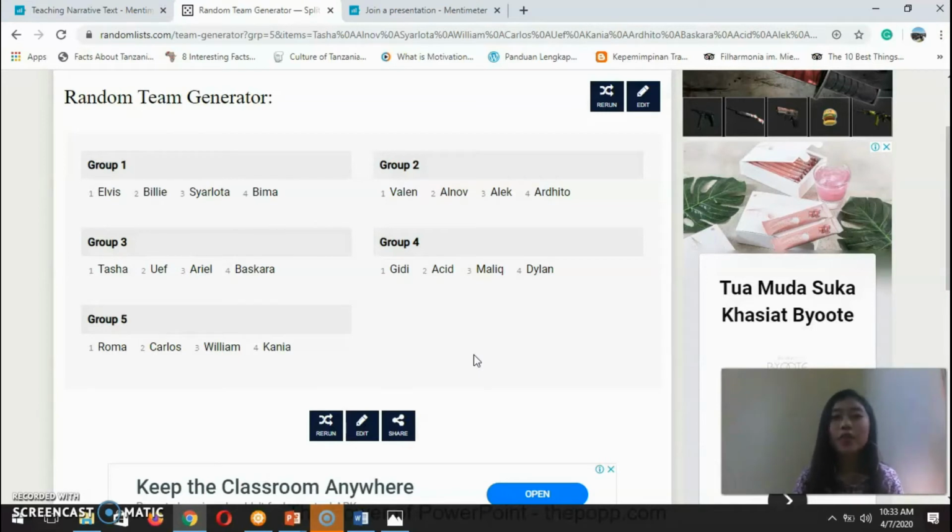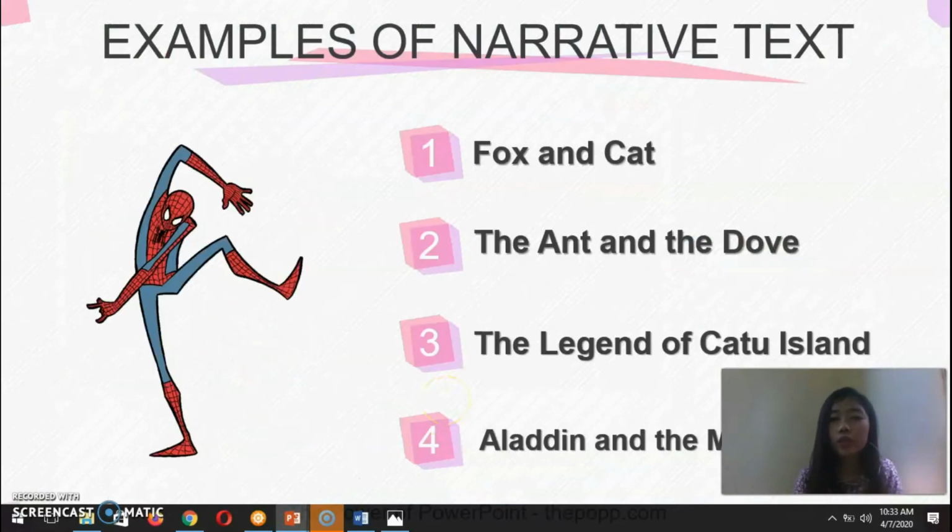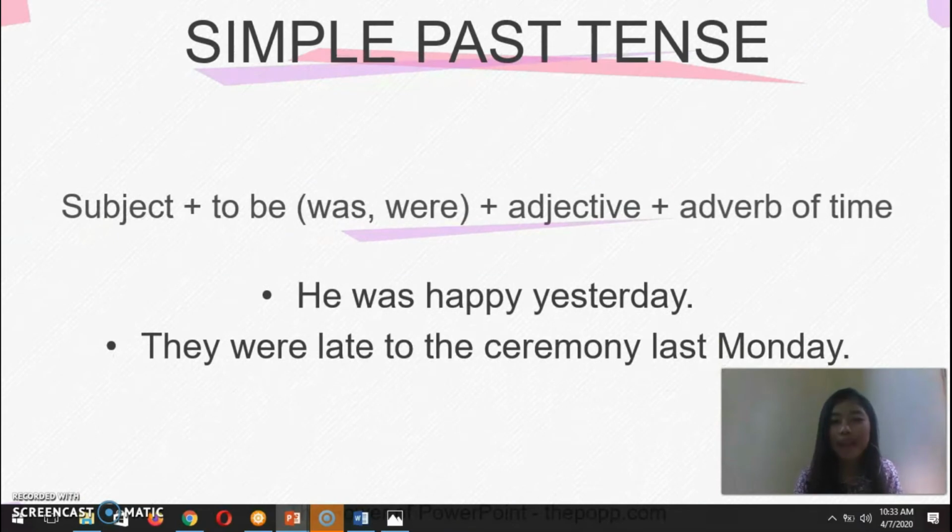Yeah, that's right. In the story, they use verb to. Everyone, please pay attention. In the story, they use verb to, which means that they use simple past tense. As you can see here, the pattern is subject plus to be. The to be here are was and were. Was is from am and is, whereas were is from are. And then followed by adjective and also adverb of time. For example, he was happy yesterday. Happy is the adjective, yesterday is the adverb of time. The next one is they were late to the ceremony last Monday. So here are the examples of this pattern using simple past tense.